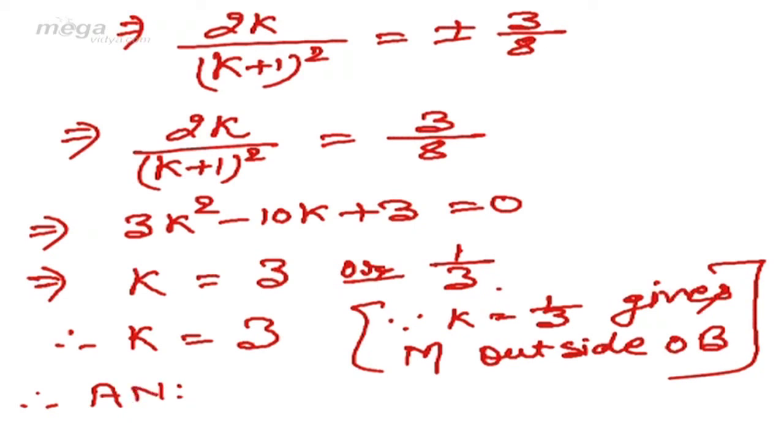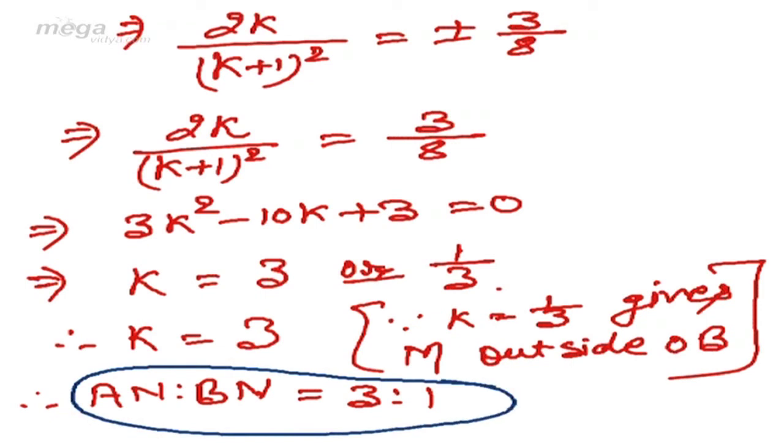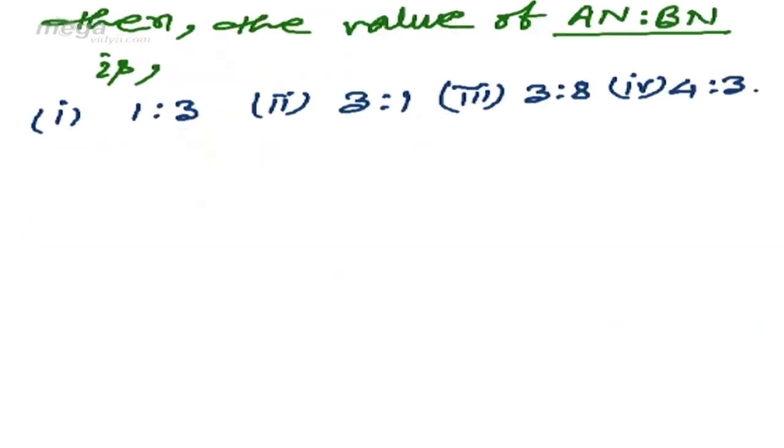And hence AN is to BN is equal to k is to 1. So it is 3 is to 1, and hence your option number two. The second option is the correct option.